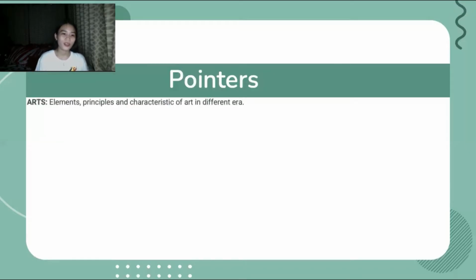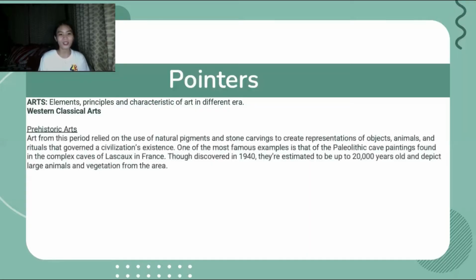We are going to talk first about the Western classical art. So we have first the prehistoric art. It usually uses natural pigments and stone carvings to create representations of objects, animals, and rituals that governed a civilization's existence. So do you still remember the different artworks that I showed you?